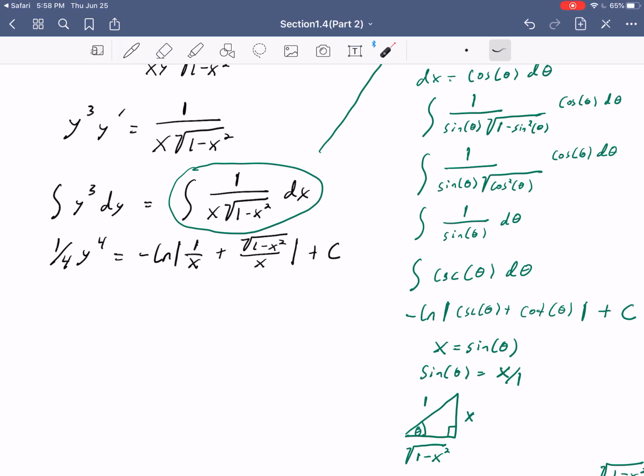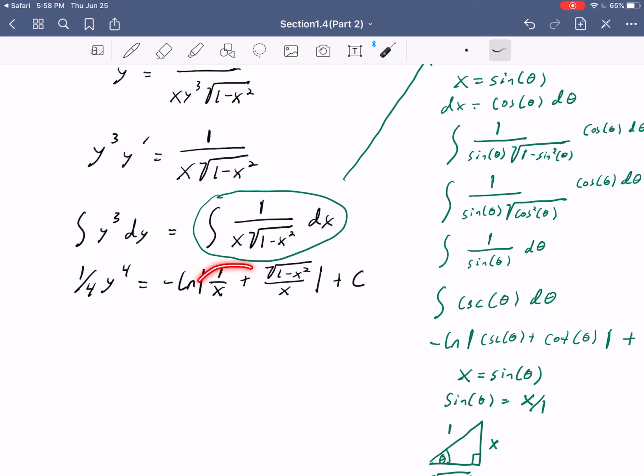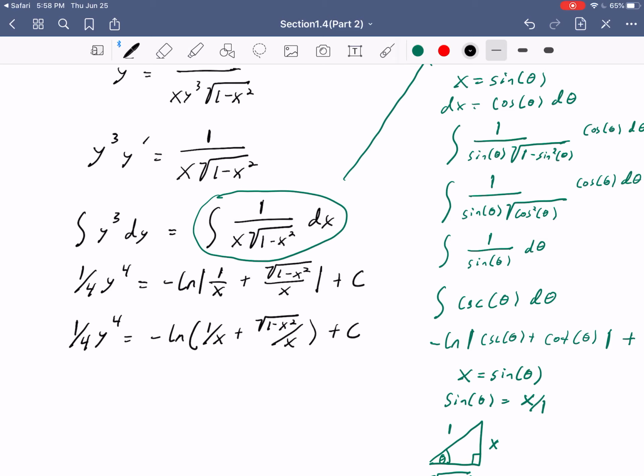What can we notice here? Well, we can make use of our interval that we're on, 0 to 1, and recognize that it is completely pointless to have absolute value bars since we know x is going to be between 0 and 1. All this stuff is going to be positive. So if we wanted to be a little bit fancier, we could rewrite this just as negative ln of 1 over x plus square root 1 minus x squared over x plus c.